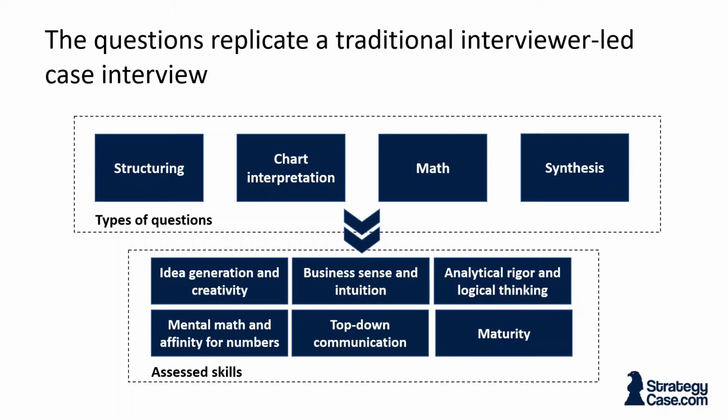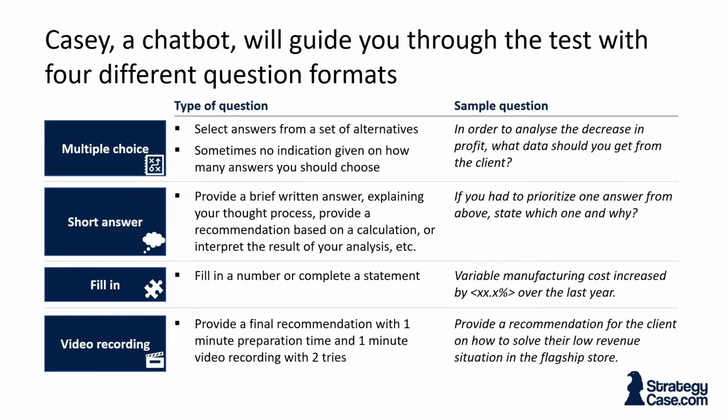Fourth, how quick are you with mental math? Meaning both how quickly can you draft equations, come up with an approach to the calculation, and then also how quickly can you actually calculate. Then the last 2 skills, top-down communication and maturity, are evaluated during the video recommendation, where it is important that you're able to showcase that you're an effective communicator and have the maturity needed for BCG. Casey, the chatbot, will guide you through the test with the 4 different question formats. Let's take a look at what these questions could look like.